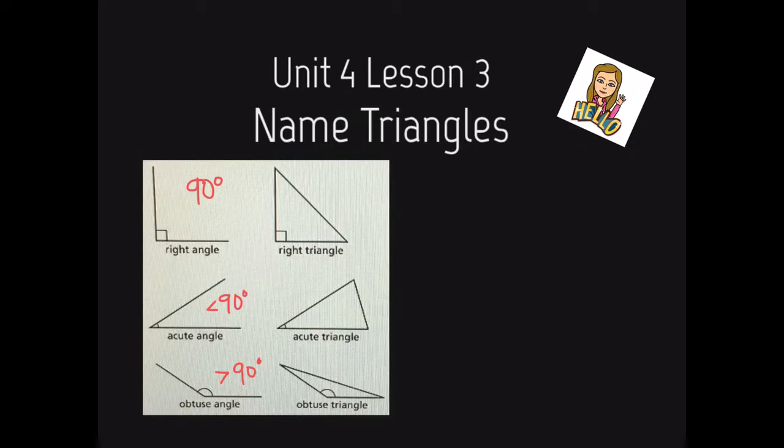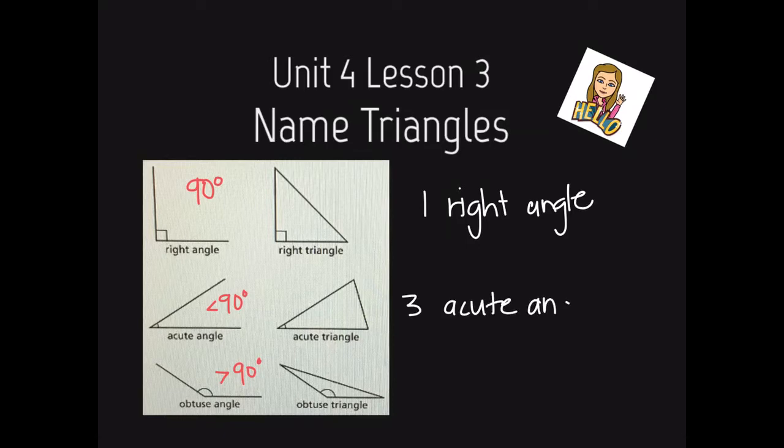Now, we use the angles inside of our triangles to name them. So a right triangle is named that because it has one right angle inside of it. An acute triangle has three acute angles and therefore is named an acute triangle. Remember, triangles are named because they have three sides and three angles on the inside.